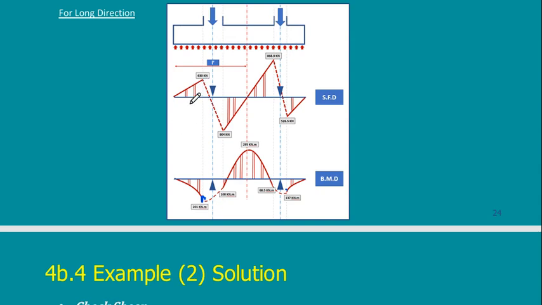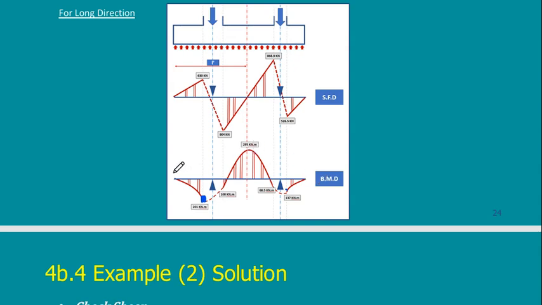So this is the bigger one, because this is a longer cantilever. So I'm going to calculate the bending moment here. The bending moment here is bigger than the bending moment there. And I have another moment in the opposite direction.